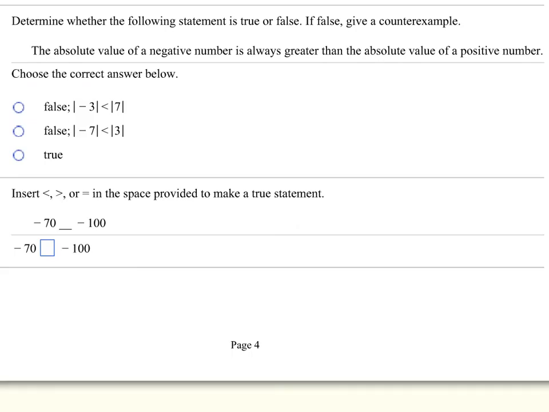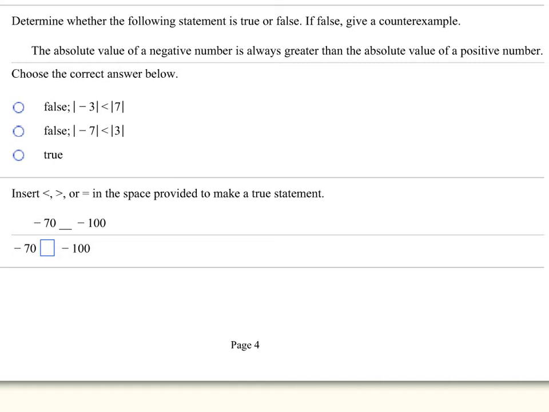So looking at this other example that says determine whether the following statement is true or false. If false, give a counter example. That means if it's false, give an example that proves that statement is wrong. So the statement is the absolute value of a negative number is always greater than the absolute value of a positive number. Choose the correct answer below. So if we thought that statement was true, we would just choose true.